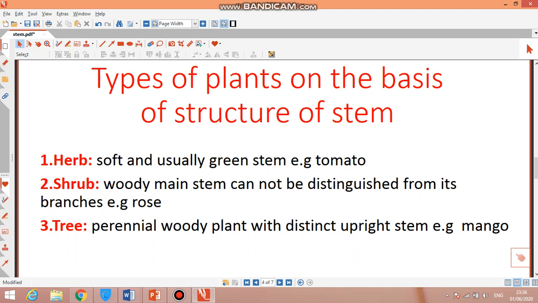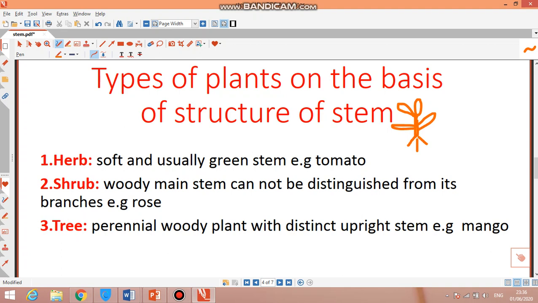First one is herb. Herbs have a soft and usually green stem and they are smaller in size. For example, this is a herb. Let me draw its diagram. Let's suppose this is any herb. So you can see this is small in size having leaves, and this is a stem which is delicate, which is soft. You can bend the stem of herbs with your hands very easily.